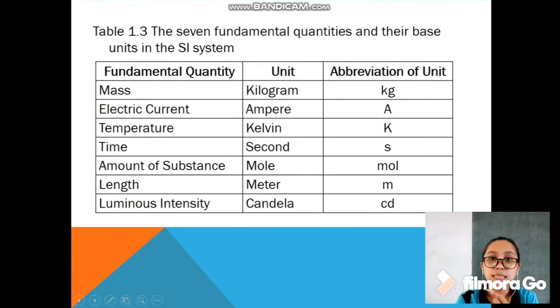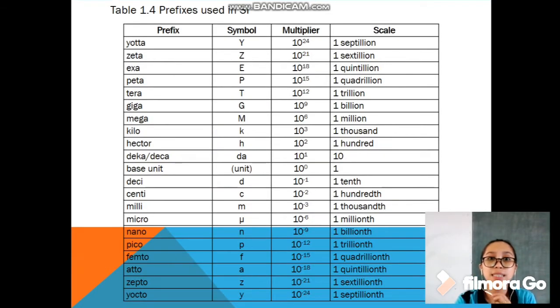Since in solving problems, usually the given units are expressed in their abbreviation, like kJ, capital A, capital K, small s for second. There are many of them, and capital and small letters are different. You need to take note of that. Okay. And these are the prefixes used in SI.